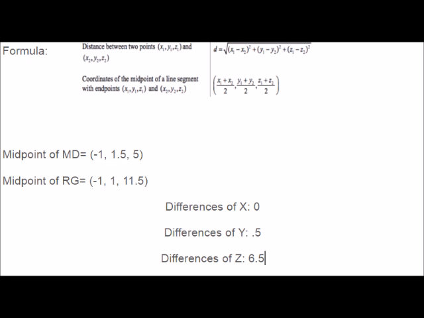So for MD, we have the x-coordinate at -1, and RG is at -1 as well. So the difference of that is 0. And then for y, we have 1.5 and 1 with a difference of 0.5. And for z, we have 5 and 11.5, which is a difference of 6.5. So when you plug it into the equation for x, you have 0 squared plus y 0.5 squared plus z 6.5 squared equals the distance between two points, aka the midpoints.